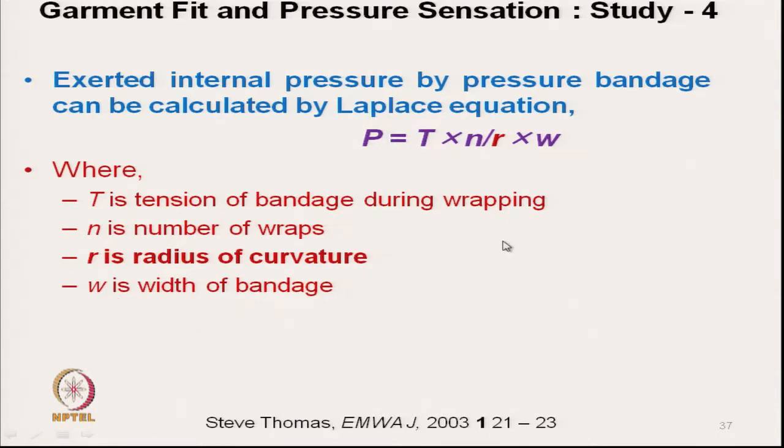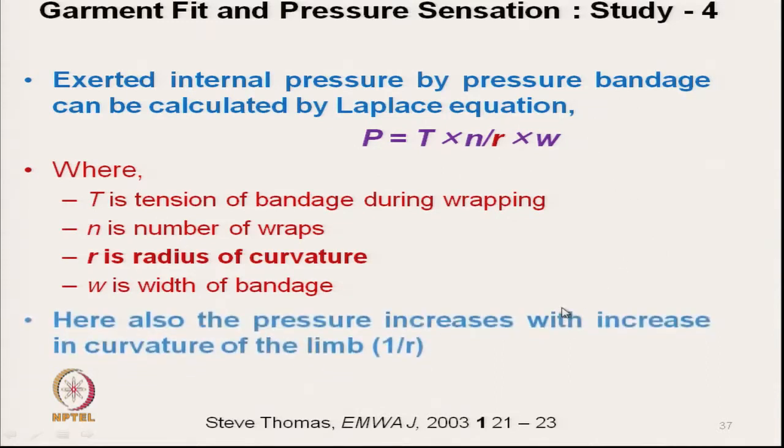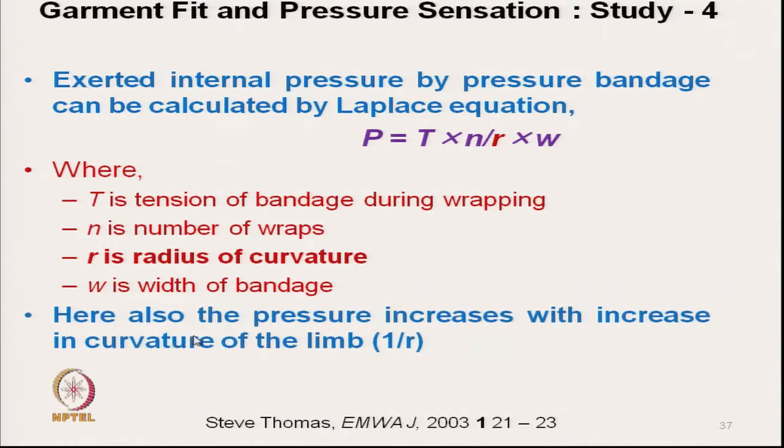That means a higher radius of curvature will give lesser pressure. Higher radius of curvature means less curvature, which we have already seen. And the width of the band is in the denominator, so higher width gives less pressure. Here also the same finding: the pressure increases with the increase in curvature of the limb.